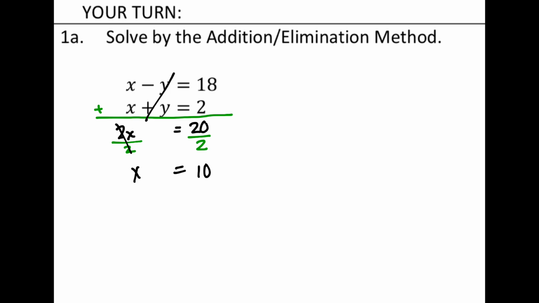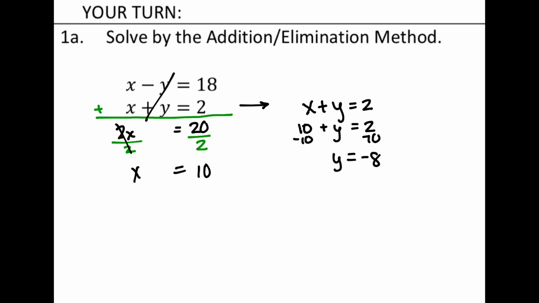Okay, now I'm going to choose either equation and substitute x equals 10. Again, I'm going to choose the bottom one because it has smaller numbers. And actually, I'm just going to rewrite it over here. I didn't do that last time. x is 10 plus y equals 2. Minus 10 from both sides, and we get y equals -8.